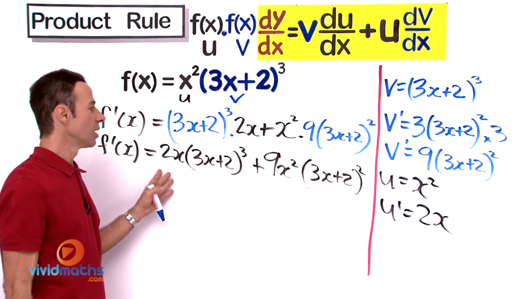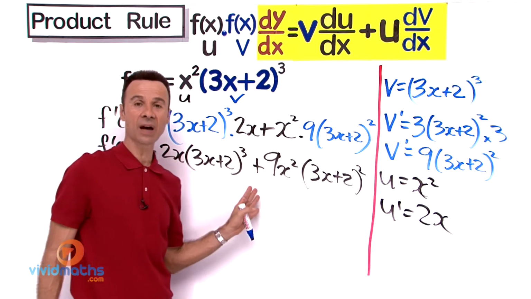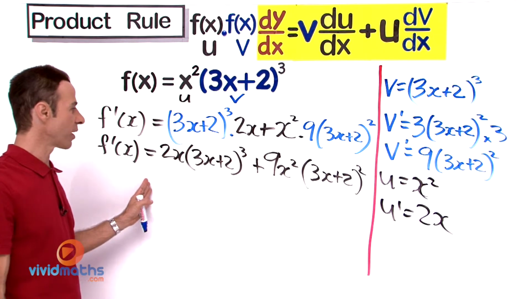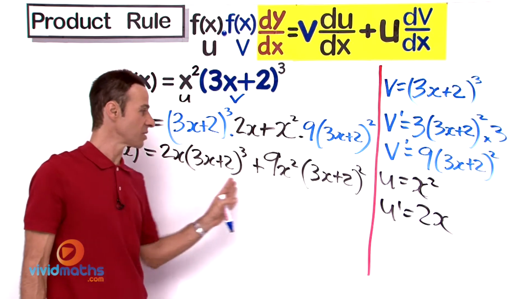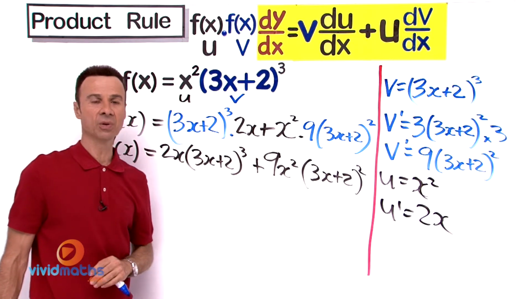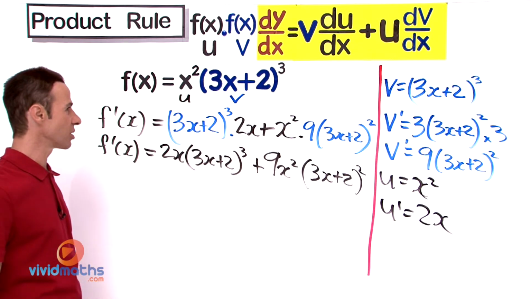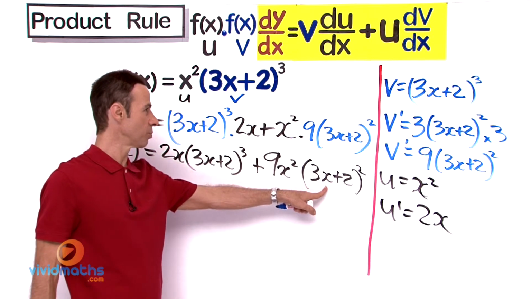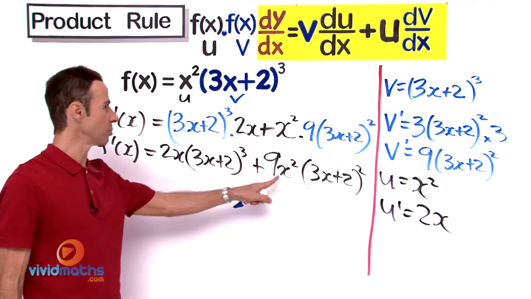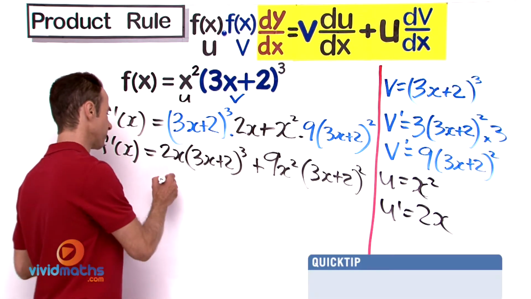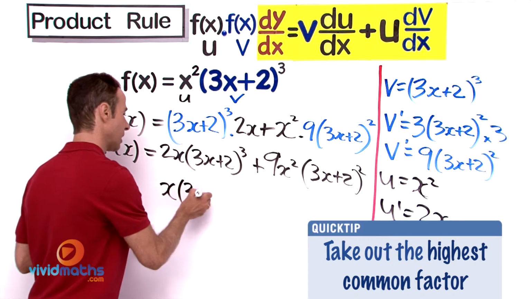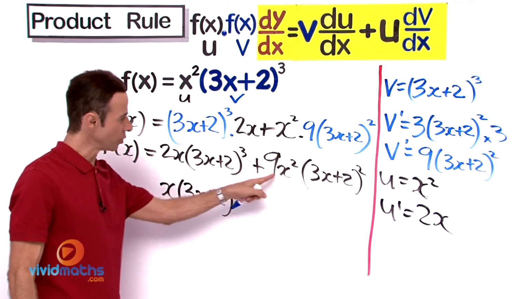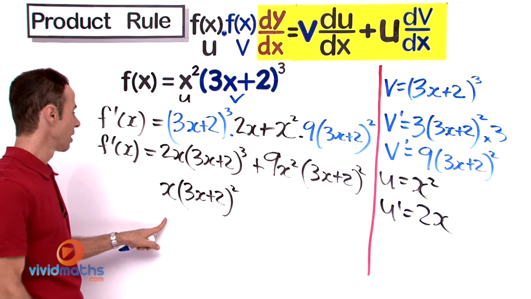Now we've actually got the correct answer, but if you want to, you can factorize it and simplify it even further. In order to factor, we find the highest common factor of both the left-hand side and the right-hand side of that addition sign in the middle. You'll probably notice that 3x plus 2 goes into both of them, and also x goes into both of them. So we're going to take out the factor of x bracket 3x plus 2 all squared. There's our highest common factor.